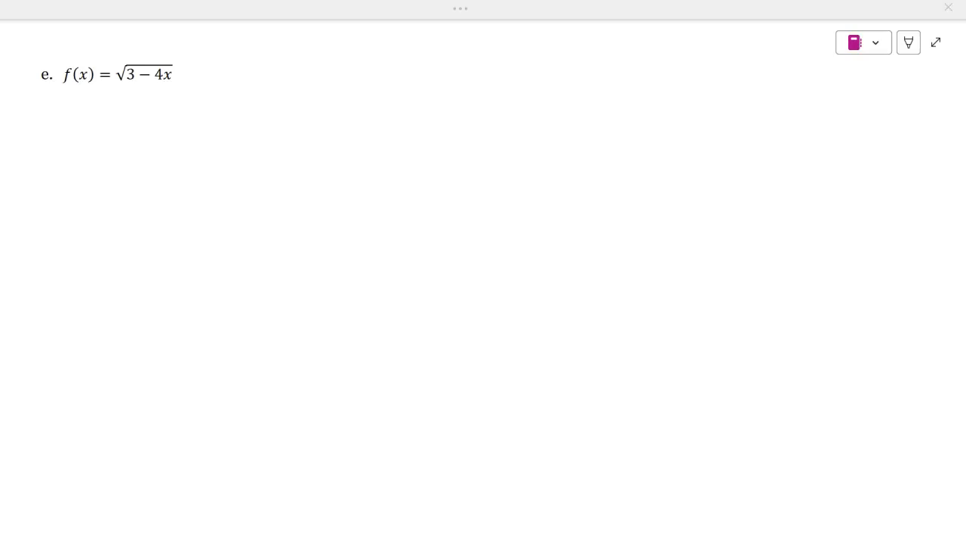For example E, we're starting with a square root as our original function. Let's think about what the domain of this function is. For the domain, we need 3 minus 4x to be greater than or equal to 0. If I'm going to move the 4x over, so 3 will be greater than or equal to 4x, and then I'll divide both sides by 4. So 3/4 is greater than or equal to x. So this is my domain. I need x values to be less than or equal to 3/4.